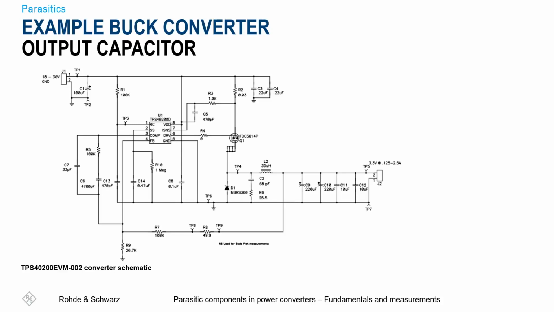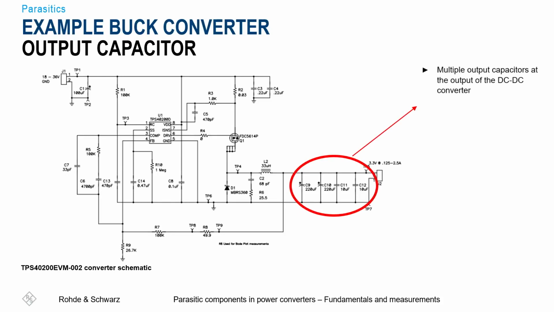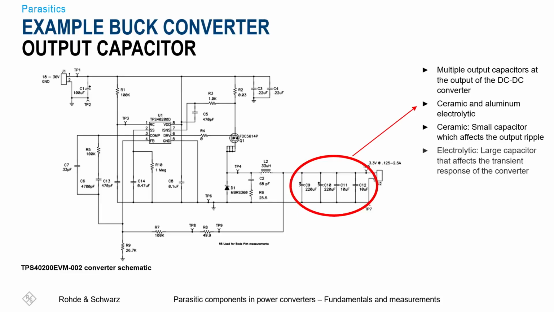Here we have a buck converter, and here we have its schematic. It has 4 different capacitors at the output. 2 of them are ceramic and 2 of them are aluminum electrolytic. The ceramic ones are small capacitors which affect the output ripple, while the electrolytic ones are large capacitors that affect the transient response of the converter.